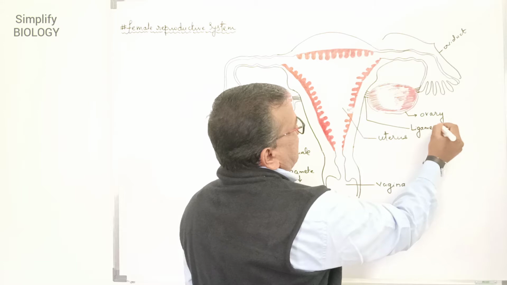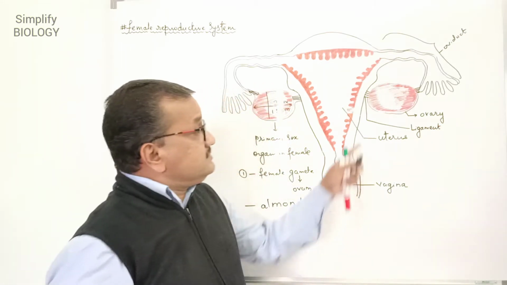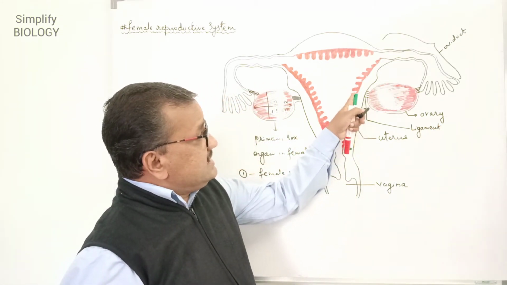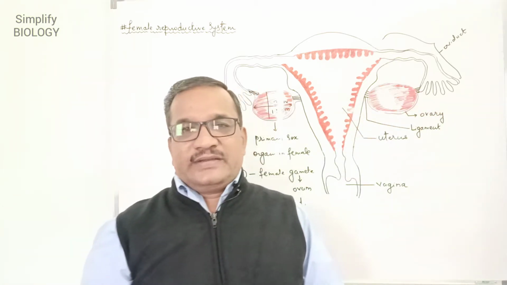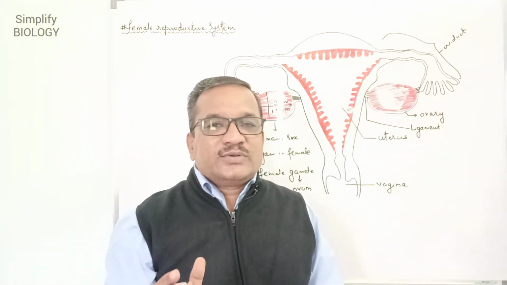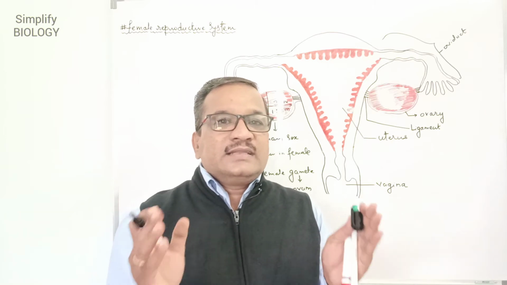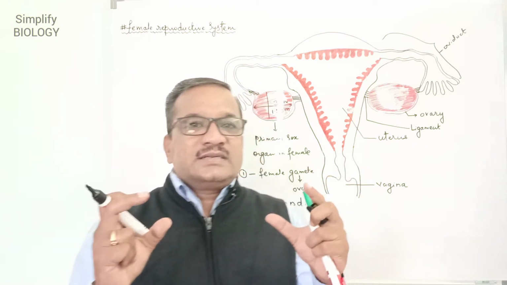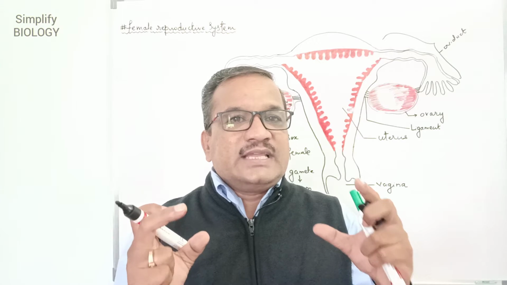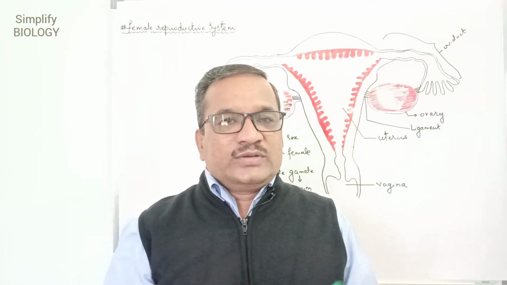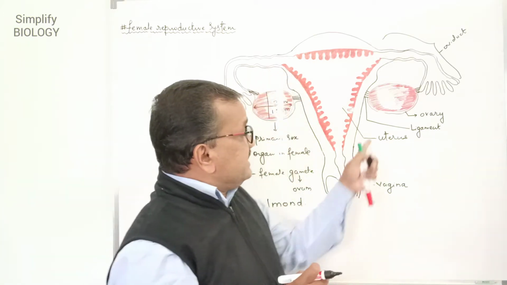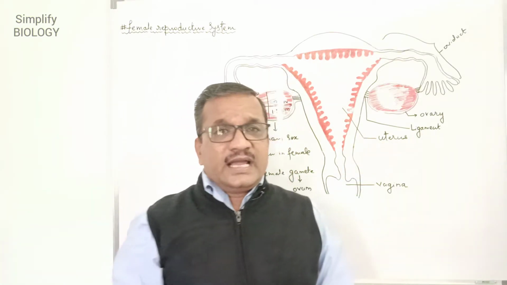So the ligaments which are present towards this uterus and this pelvic region, they are near the pelvic region, and what do they do? They make a specific connection. Each ovary is connected with the pelvic wall and uterus, and these are connected by the ligaments.